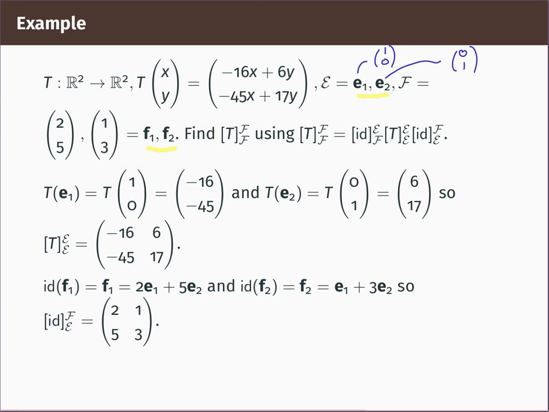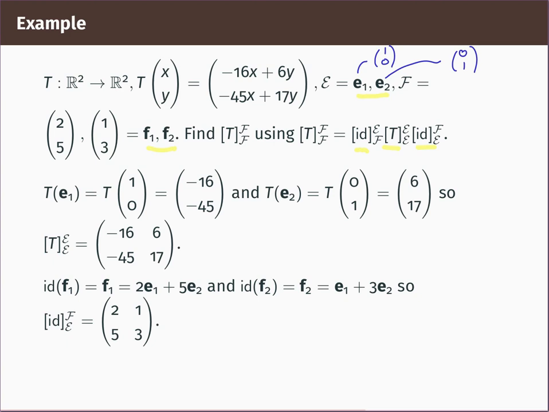And let's use the change of basis formula to find the matrix of T with respect to initial basis F and final basis F. So the special case of the change of basis formula in our situation would be that the matrix of T with respect to initial and final basis F would be the matrix of the identity with respect to initial basis E and final basis F, times the matrix of T with respect to initial basis E and final basis E, times the matrix of the identity with respect to initial basis F and final basis E. So we will work out the three things here on the right hand side and then multiply them together, and that will be the matrix on the left hand side.